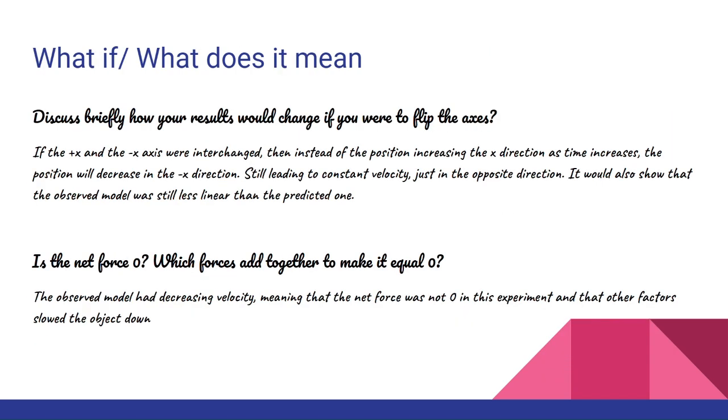So what if, slash, what does it mean? If the x and minus x axes were interchanged, then instead of the position increasing in the x direction as time increases, the position will decrease in the negative x direction, still leading to a constant velocity, just in the opposite direction. It would also show that the observed model was still less linear than the predicted one. The observed model had decreasing velocity, meaning that the net force was not zero in this experiment and that other factors slowed the object down.